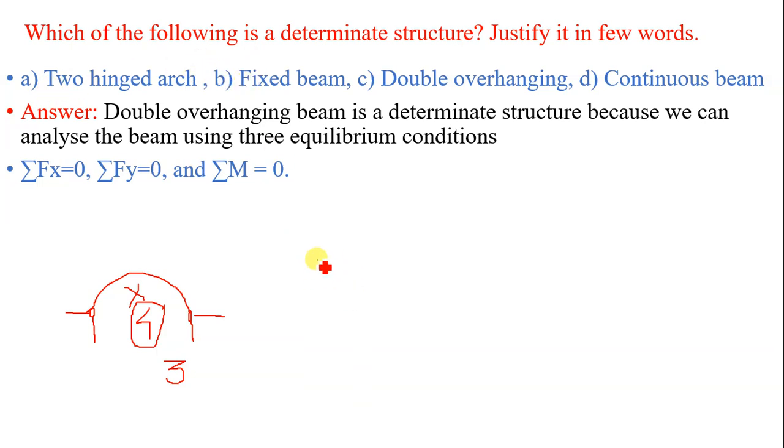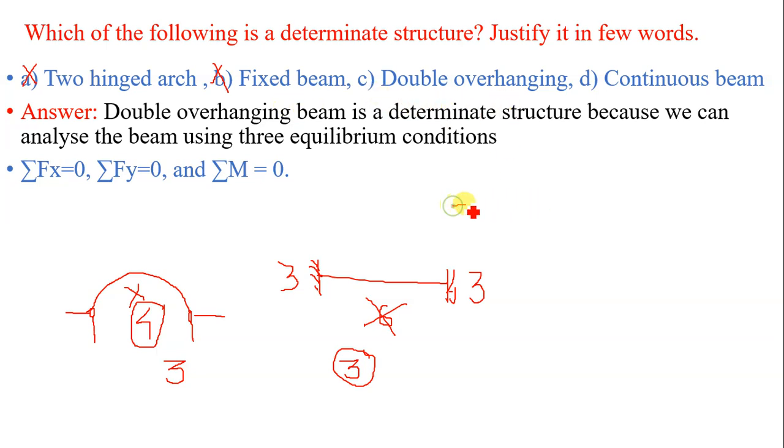Second option is fixed beam. In case of a fixed beam, we know fixed support offers three reaction components. Suppose this is a fixed beam and there are two fixed supports. So there will be three reactions at left hand support and three reactions will be there at right hand support. So total unknowns are 6 while again we are having only three equilibrium equations available with us. So using these three equations we cannot calculate the six unknown reactions and hence fixed beam is an indeterminate structure. So these two options are not a valid answer.